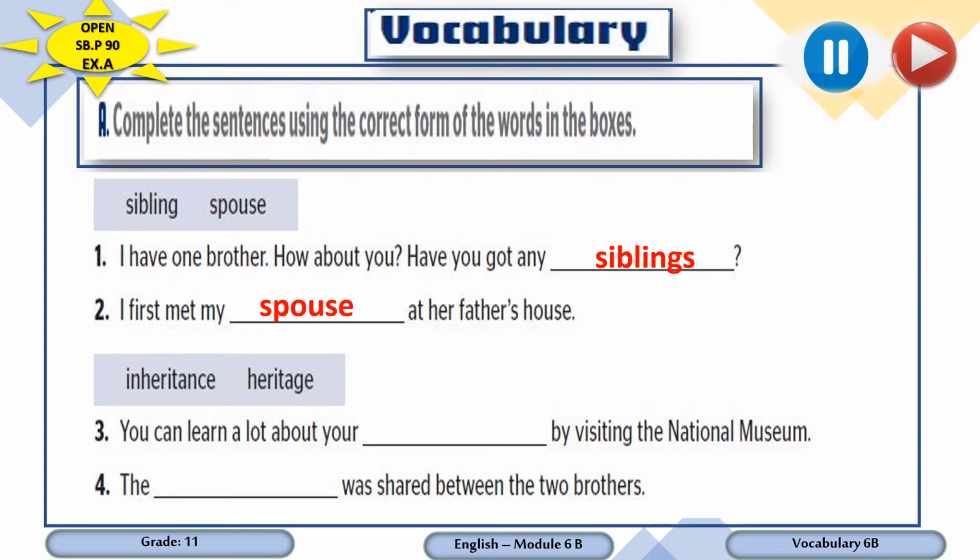3. You can learn a lot about your heritage by visiting the National Museum. The word heritage means features like history, traditions, or even buildings that have been passed down from older generations. Fantastic. Number 4. The inheritance was shared between the two brothers. The word inheritance means the money or property that somebody gets when a relative dies. Excellent.